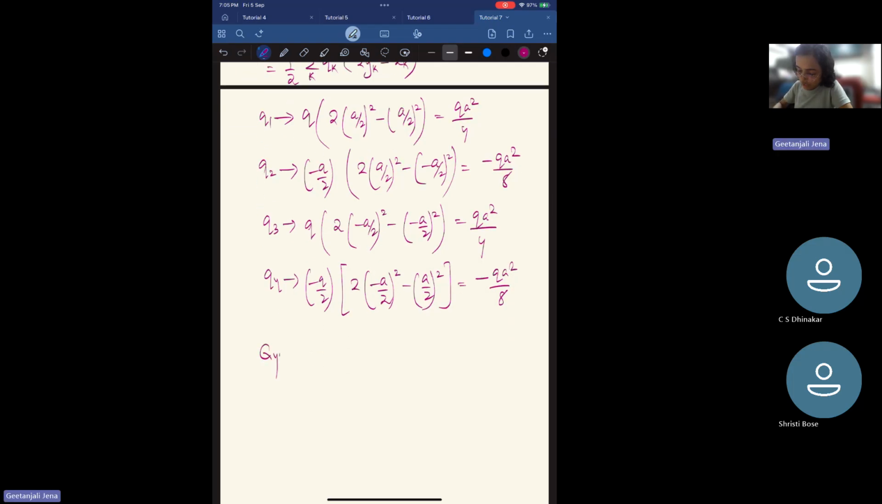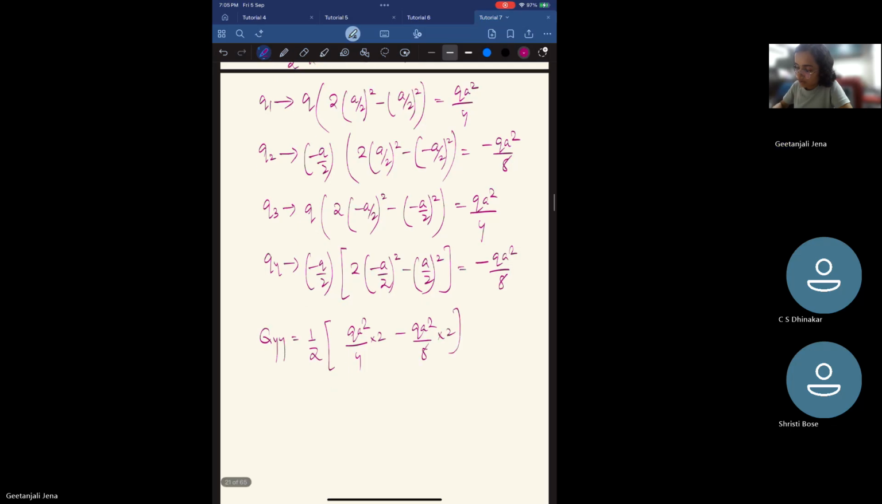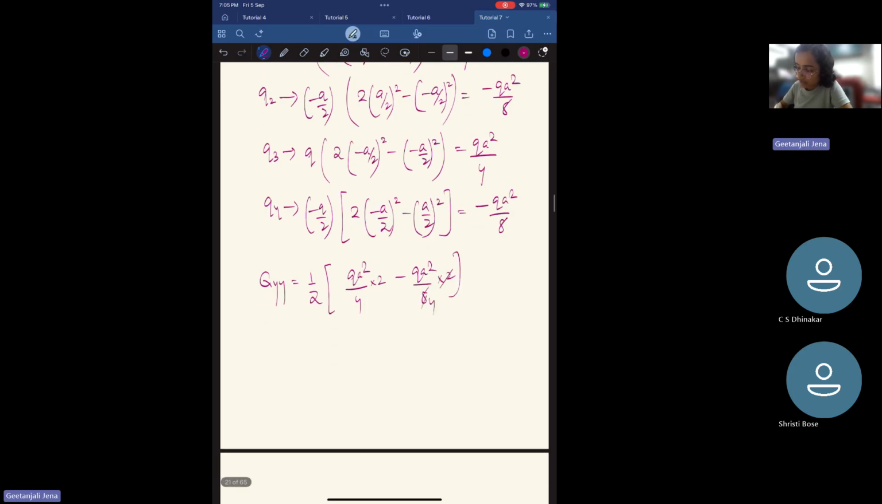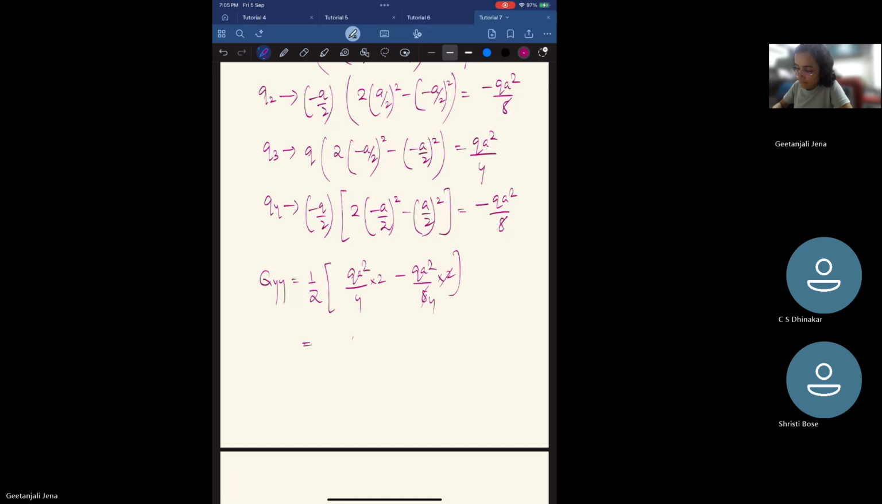So Qyy will be half of Q a squared by 4, 2 times Q a squared by 8. So this will give Q a squared by 8.